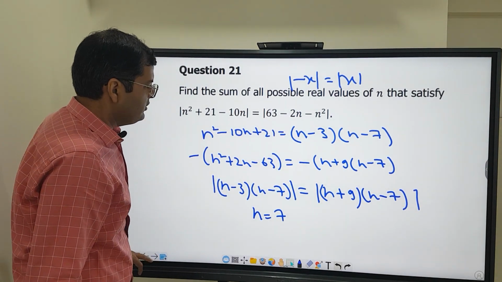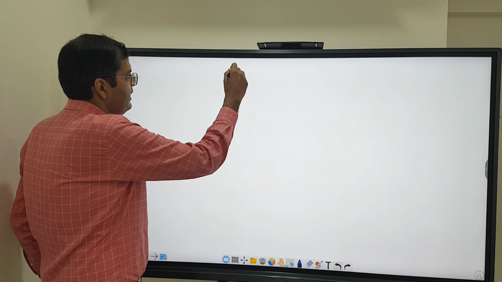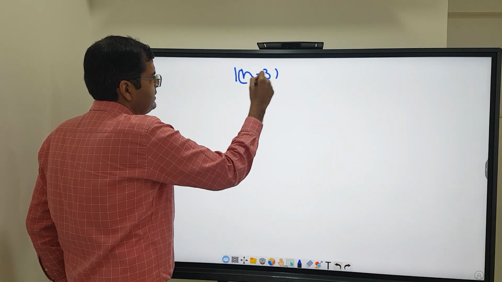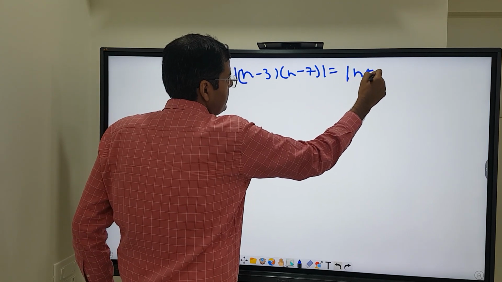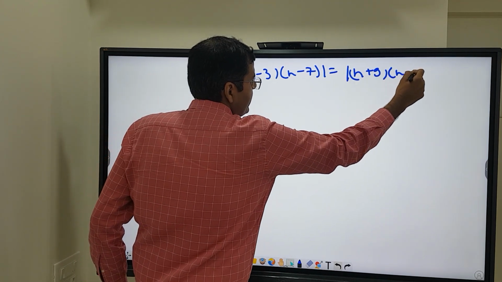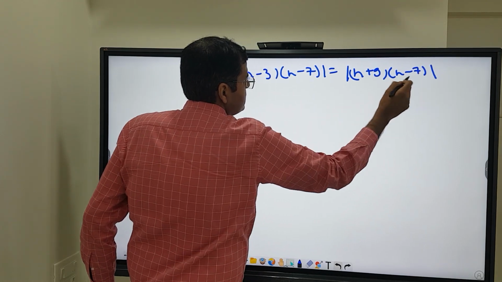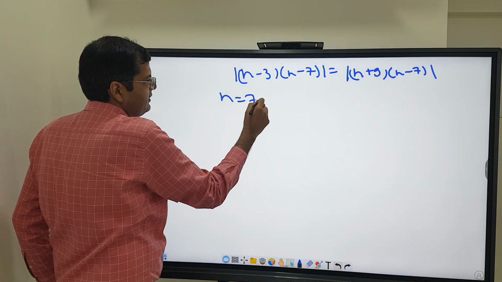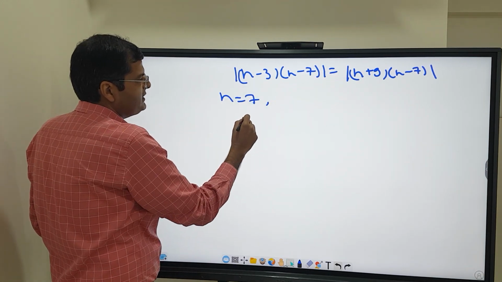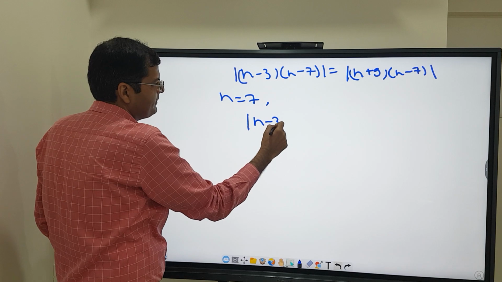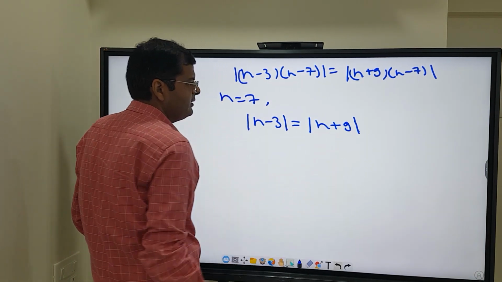Now, if we have to find the other solutions, what do we have? The absolute value of n minus 3 into n minus 7 is equal to the absolute value of n plus 9 into n minus 7. We already know that n is equal to 7 is one of the solutions, and we are looking at other solutions. So if I divide both sides by n minus 7, this becomes the absolute value of n minus 3 is equal to the absolute value of n plus 9.